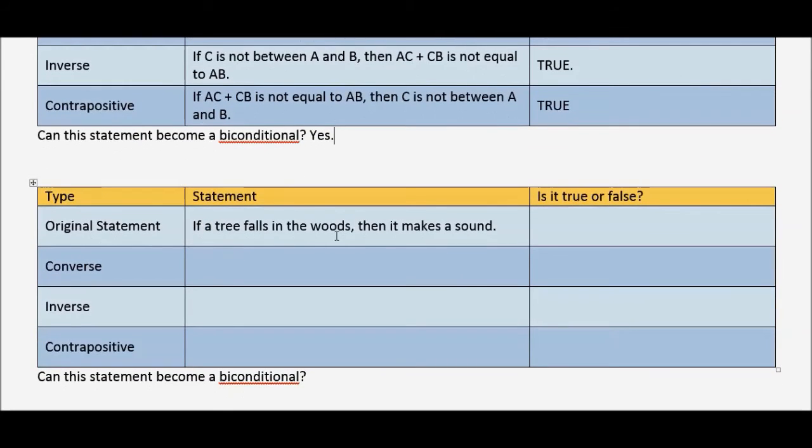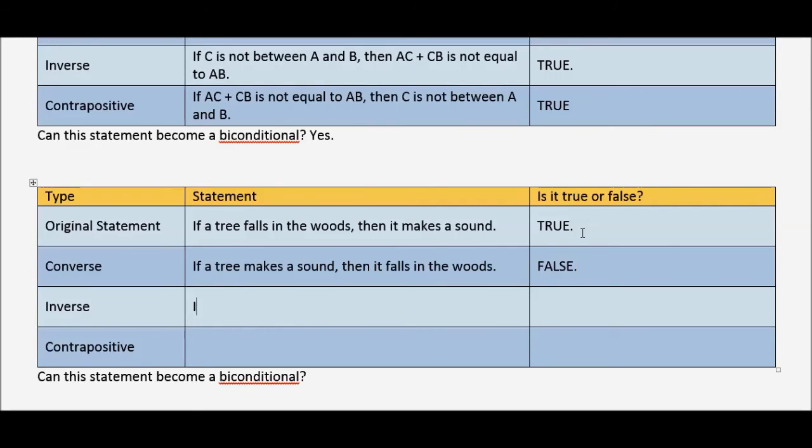Okay, if a tree falls in the woods, it makes a sound. I'm going to say true. This is true. All right, now, converse. If a tree makes a sound, then it falls in the woods. Okay, can trees make sounds and not fall down? The answer is yes. They can creak back and forth in the wind. They make that weird creaky noise. They're not falling down. They're not crashing to the ground. So that's a false statement.